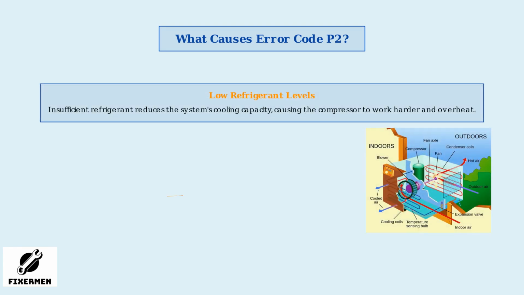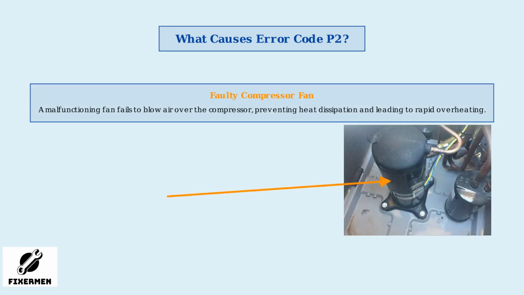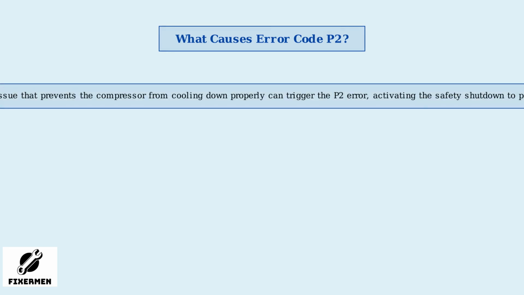Low refrigerant levels can also cause the P2 error. When refrigerant is low, the system cannot cool effectively, forcing the compressor to run longer and generate more heat. A faulty compressor fan is a direct cause of P2 errors. If the fan isn't working properly, it cannot pull air over the compressor to cool it down, causing the temperature to spike quickly. In summary, the P2 error occurs when something interferes with the compressor's ability to stay cool. This could be environmental factors, maintenance issues, or mechanical failures.